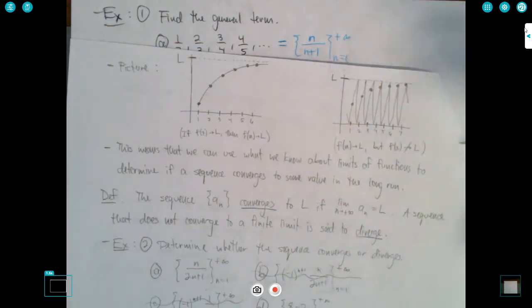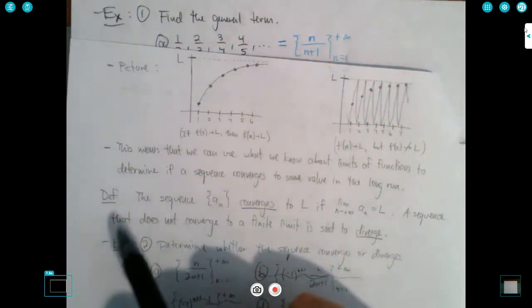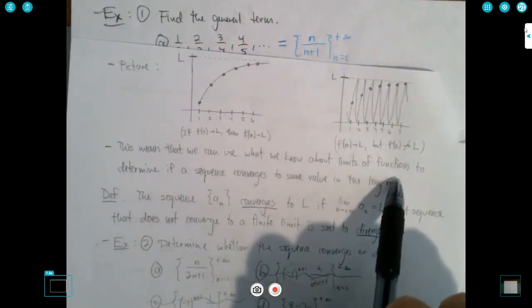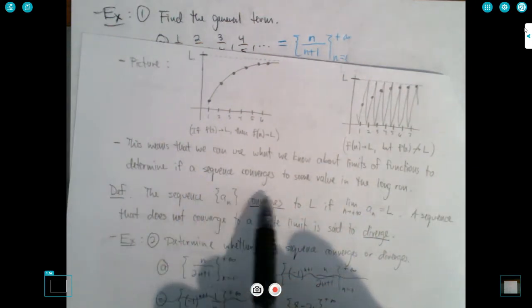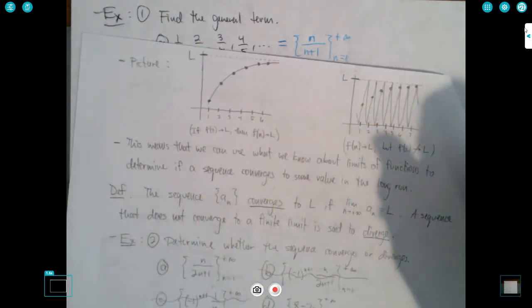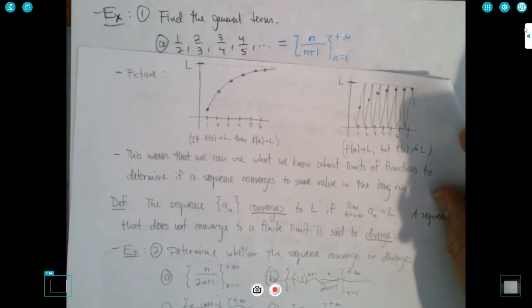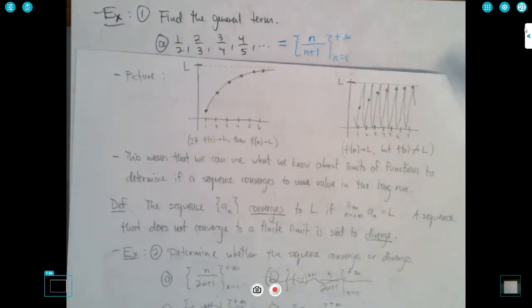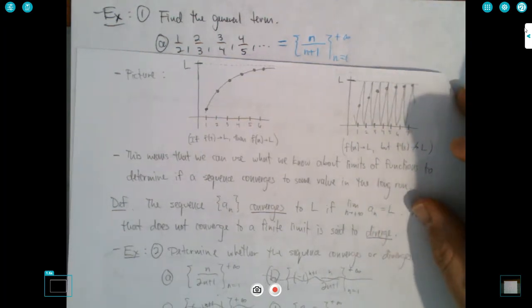Anyway, the moral of the story is this: we can use what we know about the limits of real-valued functions to determine if a sequence converges to some value in the long run. Basically, finding the limit of a sequence is pretty much the same thing as finding the limit of a function.